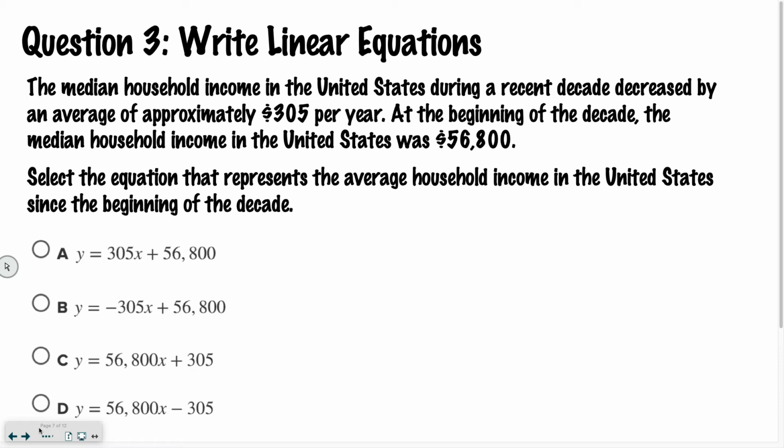The median household income in the United States during a recent decade decreased by an average of approximately $305 per year. At the beginning of the decade, the median household income in the United States was $56,800. Select the equation that represents the average household income in the United States since the beginning of the decade. Then you have 4 options. So go ahead, take a minute, think about the per and the starting value, and select which equation you think represents the average household income. Good luck.